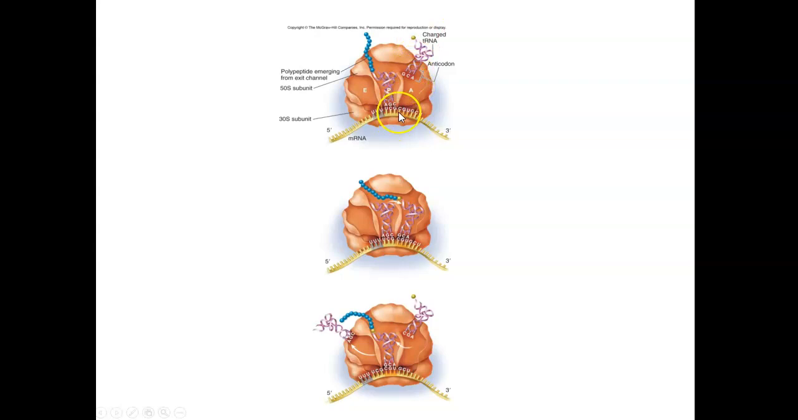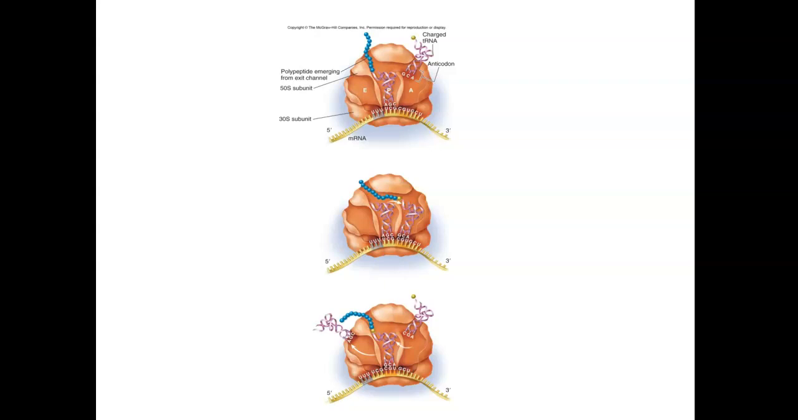So here we are going to form the complement to CGU, which is going to be GCA, and that is bound to a particular amino acid. And then what we're going to see is that the polypeptide chain in the P site is going to get transferred to the A site. And then those ribosomes are going to move down.